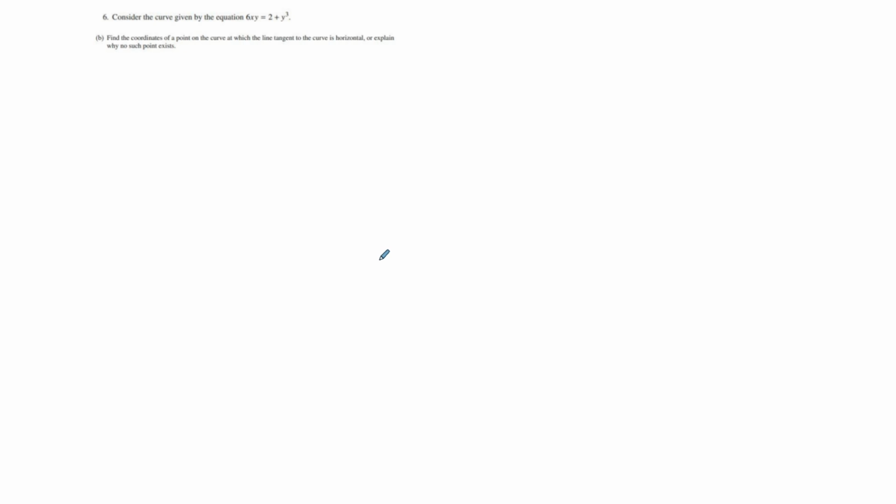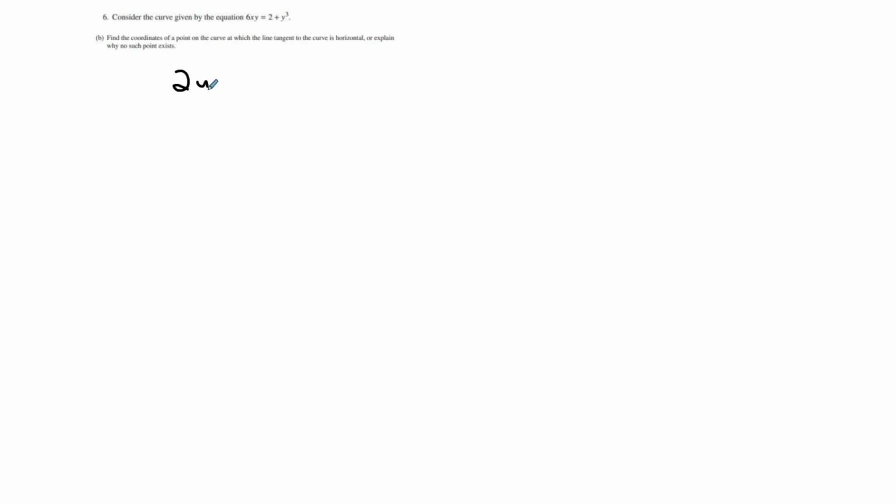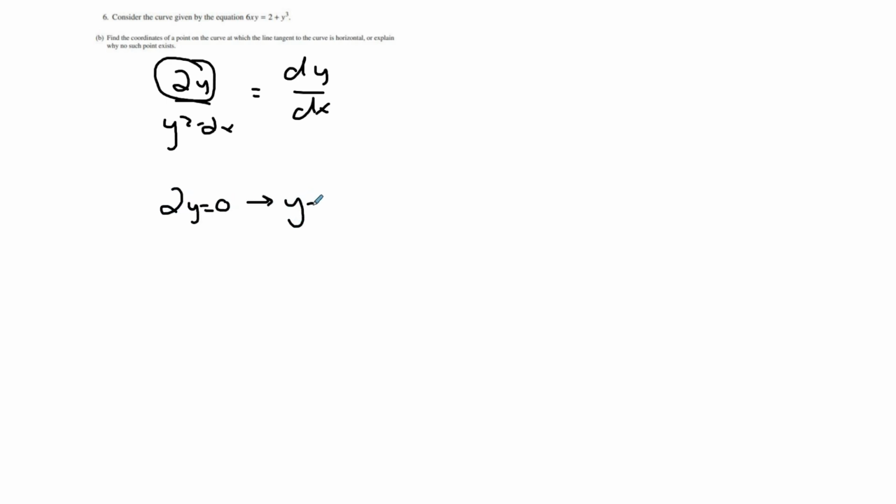Now we're supposed to find the coordinates of a point on the curve at which the line tangent to the curve is horizontal, or explain why no such point exists. And remember, this is what we're trying to talk about. So 2y over y squared minus 2x equals dy dx. Now, when is the curve horizontal? The curve is horizontal when the top of the derivative is equal to 0. So when is 2y equals 0? That is when y equals 0. So that is all we have to do.